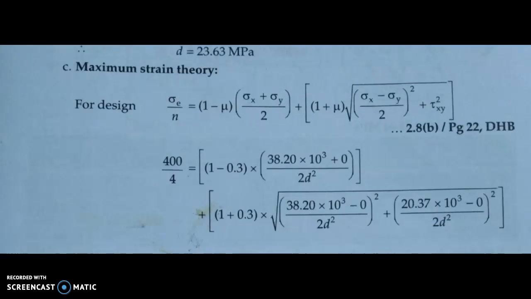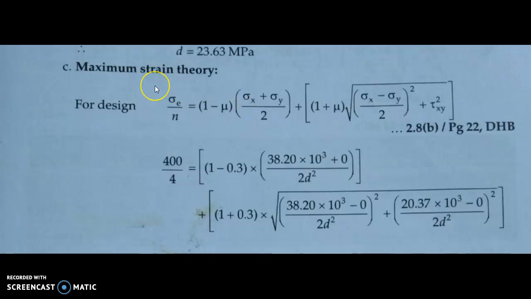In our data book the values are given, in page 22, equation number 2.8b. Maximum strain theory: sigma E by N is equal to (1 minus mu) into (sigma X plus sigma Y) divided by 2, plus (1 plus mu) square root of ((sigma X minus sigma Y) divided by 2) whole square plus tau XY square. Okay.